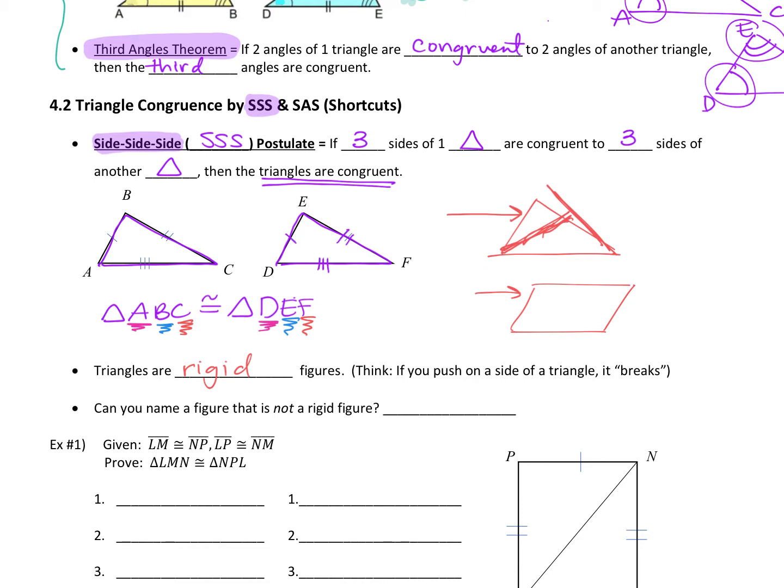So can you name a figure that's not a rigid figure? You could say a parallelogram, a rectangle, a circle. Never thought about that. I was thinking all polygons. Circle's not a polygon. I suppose you could misshape a circle to make it more an oval.